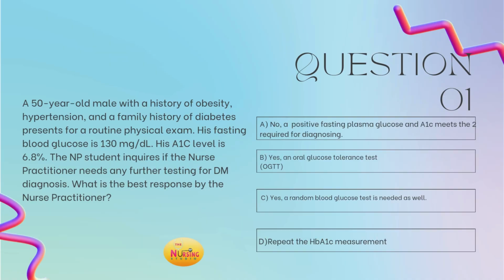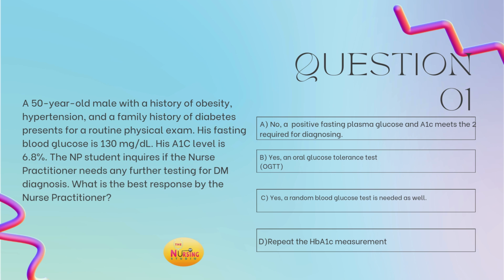Question number one states a 50-year-old male with a history of obesity, hypertension, and a family history of diabetes presents for a routine physical exam. His fasting blood glucose is 130 milligrams per deciliter, and his A1C level is 6.8%. The NP student inquires if the nurse practitioner needs any further testing for a diabetes diagnosis. What is the best response by the nurse practitioner?